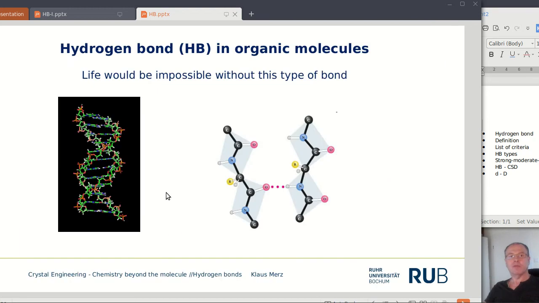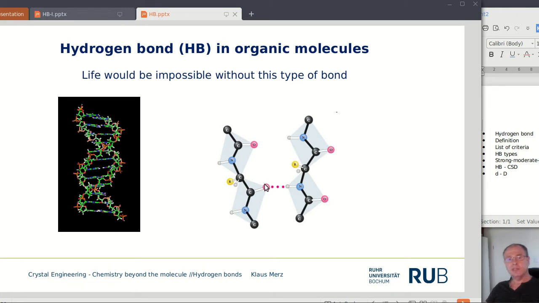Well, without hydrogen bonds, life would be impossible. I think everybody knows this example. No? Everybody knows here DNA. Everybody knows that one main feature is the aggregation of DNA, and this is fixed by hydrogen bonds, weak intermolecular interactions. Not covalently bonded, we are talking about intermolecular, weak, non-covalent bonds.